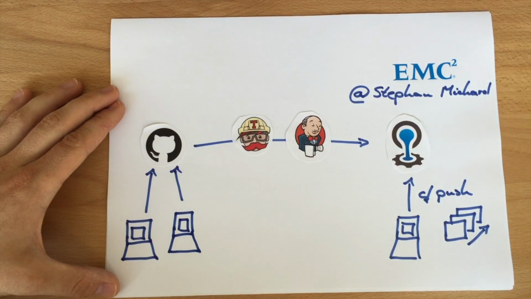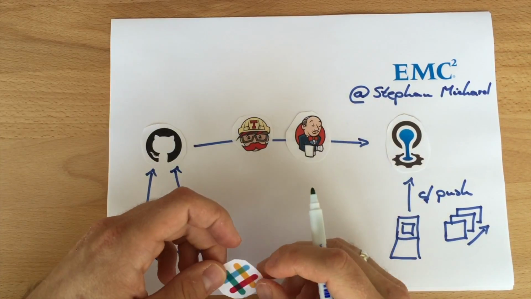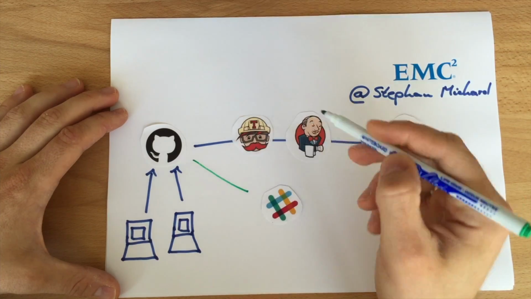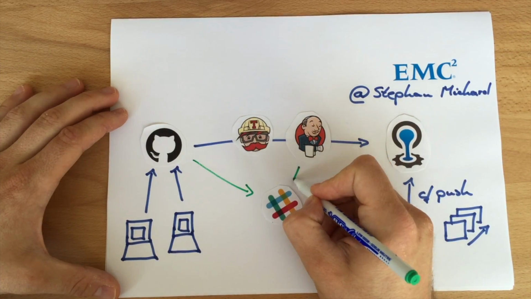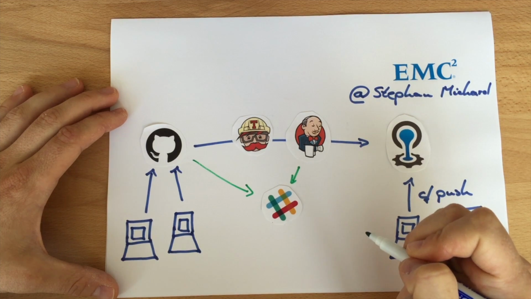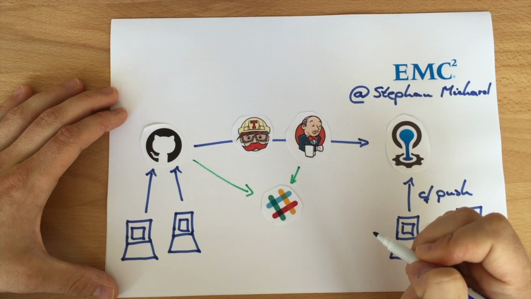In the third and last video, I'm going to show you how you can get notified from GitHub and also from Jenkins to Slack. So if you use Slack as a communication tool with your team, you can integrate messages from GitHub and Jenkins.